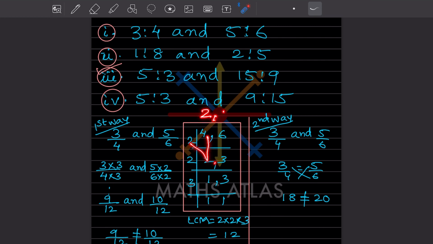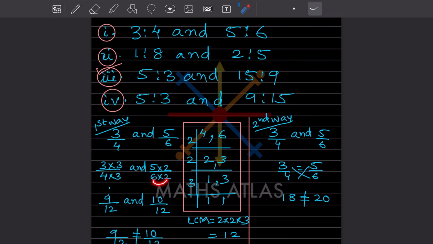So 2 2s are 4, 2 3s are 6. Then 2 1s are 2. 3 is not divisible by 2. So write 3 as it is. Then this 1 will be as it is. 3 1s are 3. So these are the factors. So 2 2 3, and which comes to be 12. So LCM is 12. So now what are you going to do? You are going to make the denominators to 12. So 4 is already there, 4 times 3 is 12. So whatever the changes you do in the denominator, same changes in the numerator, multiply by 3. So here again now look at here.